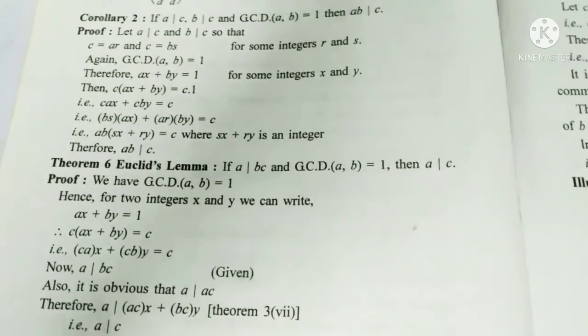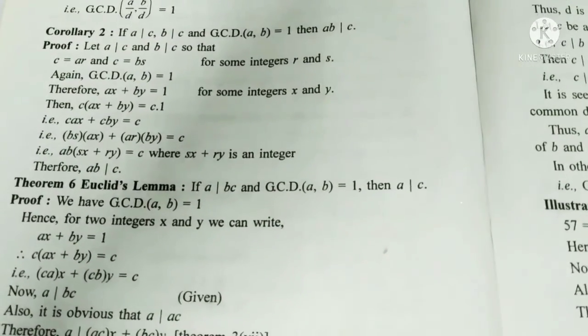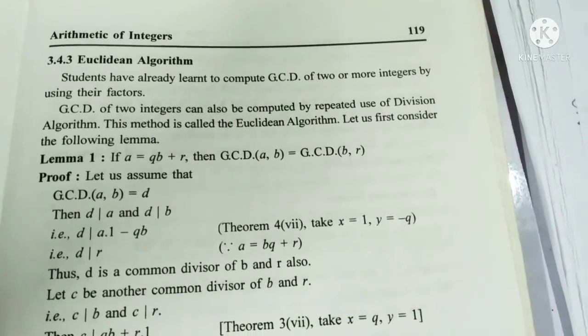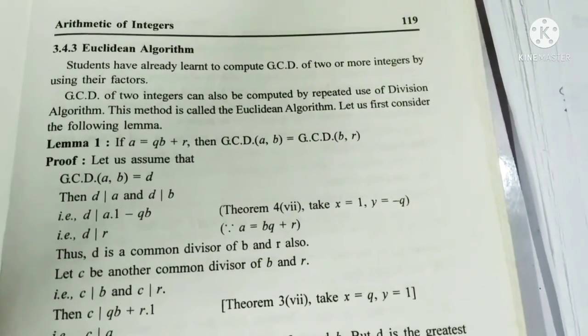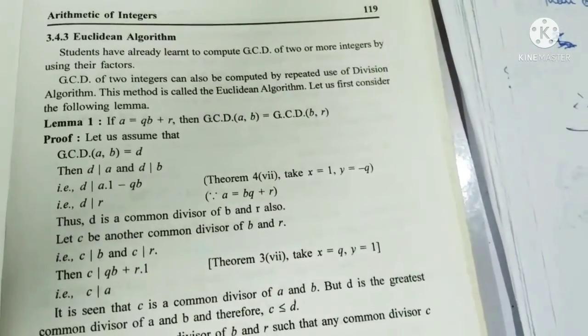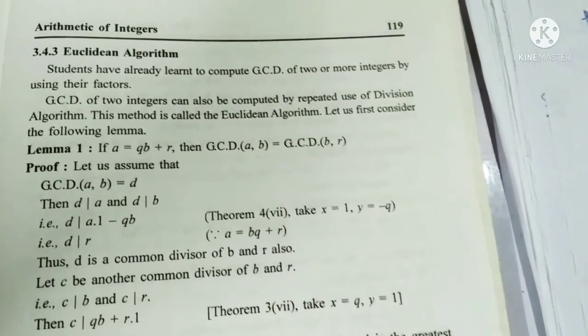Next one comes to theorem 6, Euclid's lemma. If A divides BC and GCD of A and B is 1, then A divides C. And the last that we have discussed is the Euclidean algorithm. If A is equal to QB plus R, then GCD of A and B is equal to GCD of B and R.